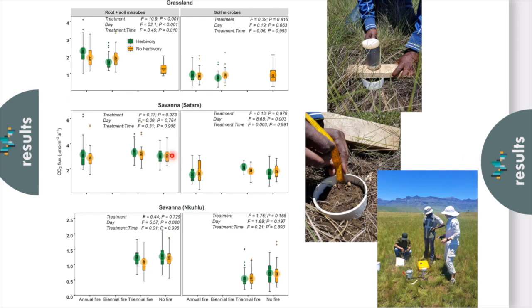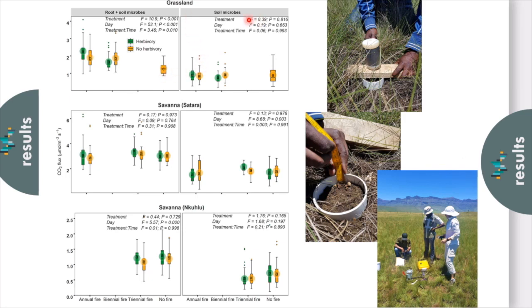With respect to carbon dioxide fluxes, we also had a similar trend where in the savanna, in either Satara or Nkutlu, we had no differences in the fluxes, even though they are quite high, but there were no differences across all treatments. But you can see Satara has the highest fluxes in general compared to Nkutlu. Whereas in Brotherton, we also got the annual fire and biennial fire, the no fire treatment at the least carbon dioxide fluxes.